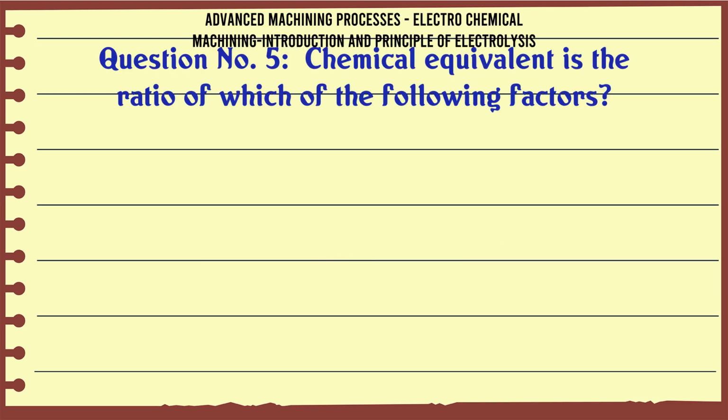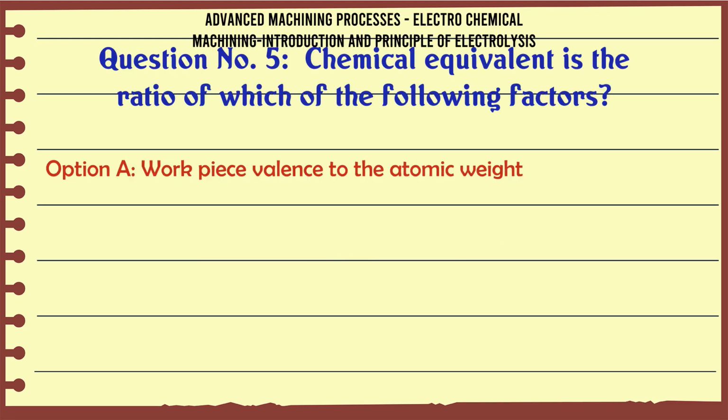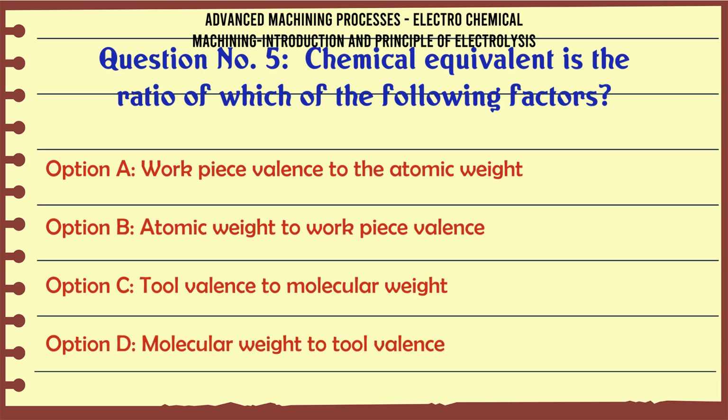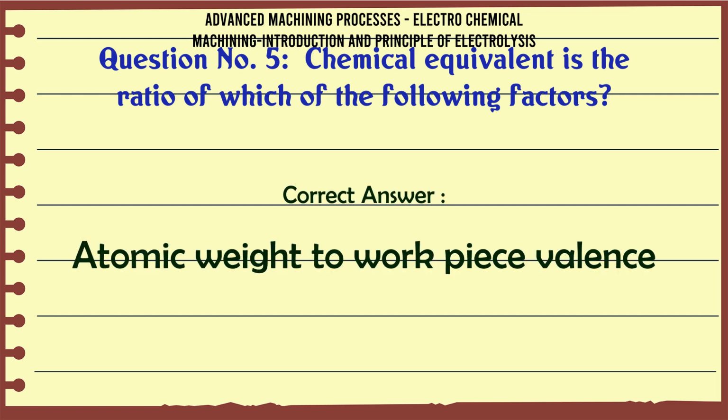Chemical equivalent is the ratio of which of the following factors? A. Workpiece valence to the atomic weight, B. Atomic weight to workpiece valence, C. Tool valence to molecular weight, D. Molecular weight to tool valence. The correct answer is atomic weight to workpiece valence.